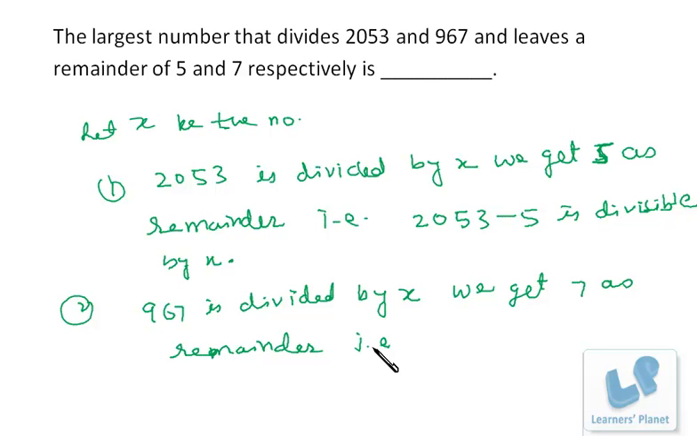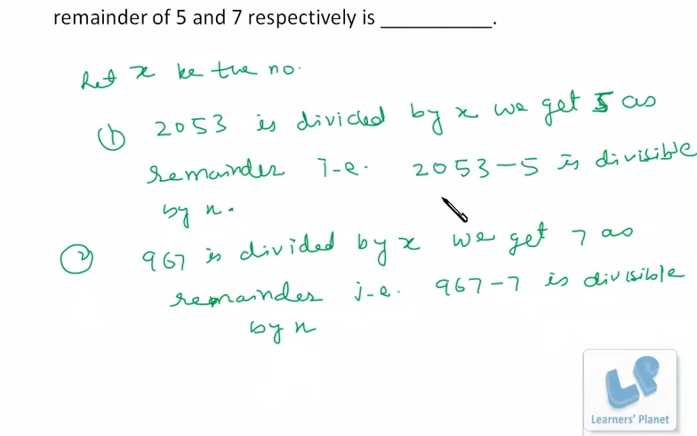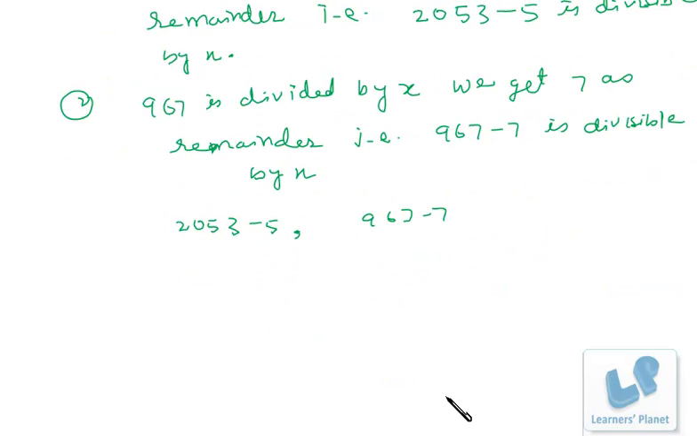That means 967 minus 7 is divisible by x, right? Now we have to get the maximum value of x. So first of all, what are the multiples of x? That is 2053 minus 5 and 967 minus 7, right? Now we have to get the maximum value of the factor of these two numbers.